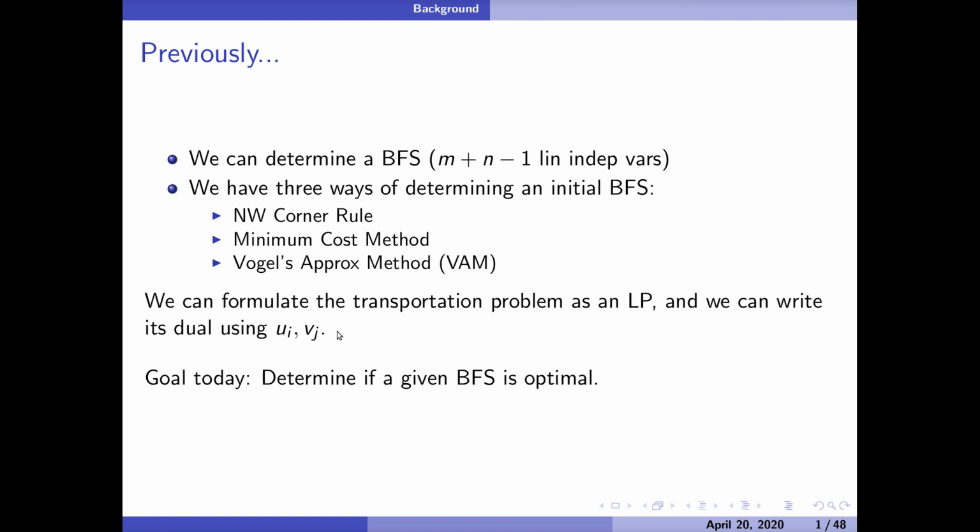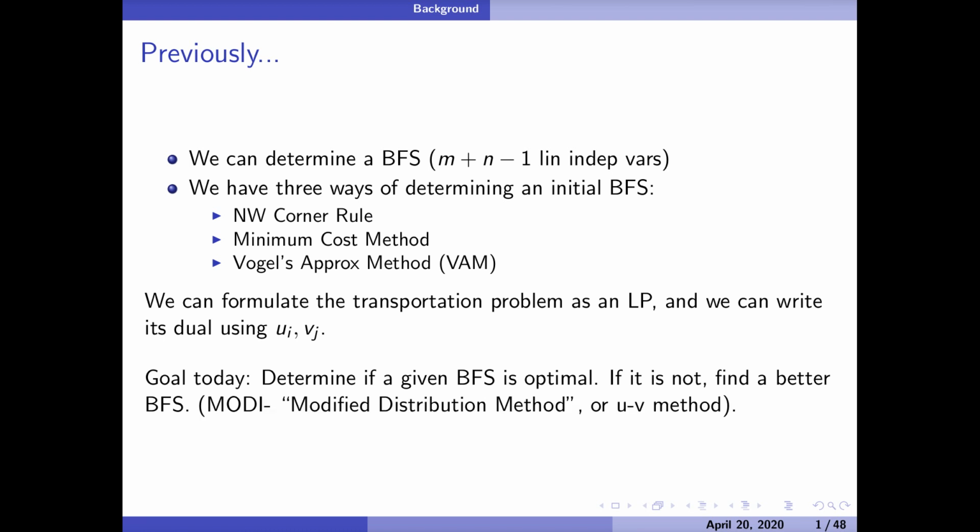Okay, so our goal today is to determine if a given BFS is optimal. If it's not optimal, find a better BFS. And hopefully with that technique, we can just repeat our method until we solve the problem. Okay, so we're going to be using the modified distribution method, MODI, or you can call it the UV method if you like. I think people tend to call it UV, but I see it defined as MODI in a lot of different places. So, all right, let's start off with an example that we've looked at before.